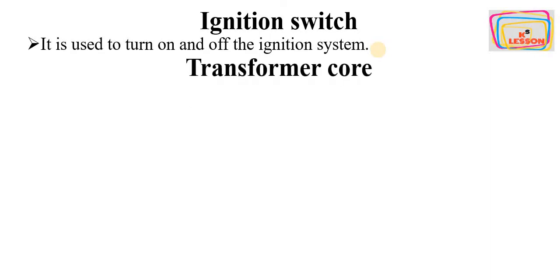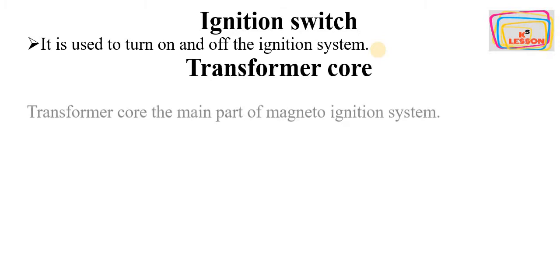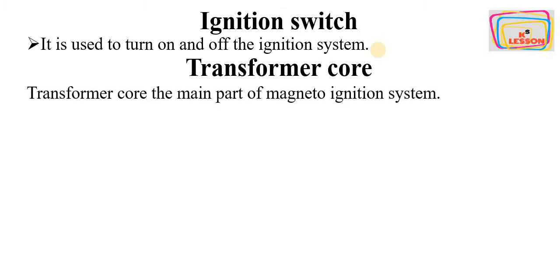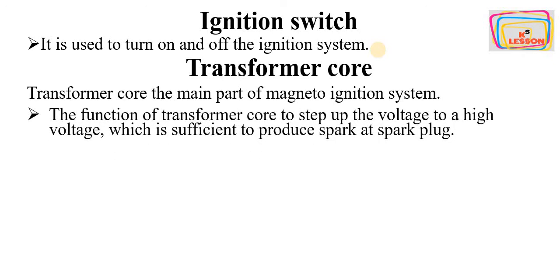and the transformer core. This is also a primary member because it also works as an ignition coil, which has the function to step up the voltage to the required value to produce a healthy spark inside the combustion chamber. And the transformer core has two main parts, and it has a function to step up the voltage to high voltage, which is sufficient to produce spark at the spark plug.